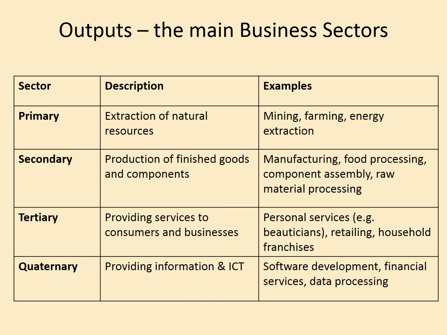Then you get tertiary, which is providing services to consumers and businesses. So again, this could be stuff that isn't necessarily using any raw materials, but it is still required. So I mean, like beauticians, retailing, household franchises, anything like that, where you are not using the raw material, but you are producing a good that someone is willing to buy. Then finally, you have quaternary, which is providing information and using ICT, so any kind of software development, financial services, libraries as well are considered to be quaternary.